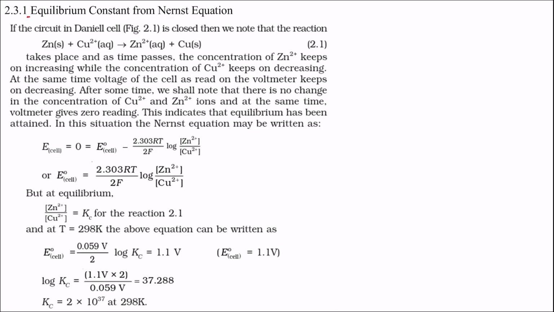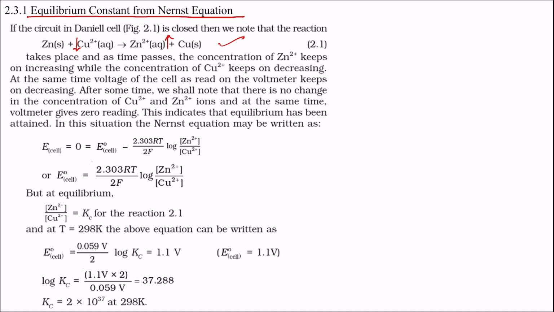Next topic is equilibrium constant from the Nernst equation. Now this is the equation for the Daniell cell, the reaction taking place in the Daniell cell. As the reaction takes place and time passes, the concentration of Zn2+ ions increases and the concentration of Cu2+ ions decreases. At the same time, the voltage of the cell also decreases.